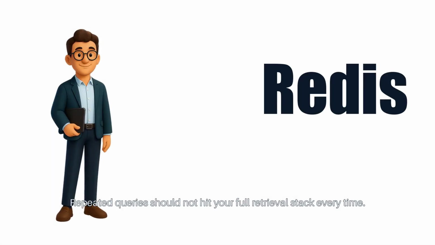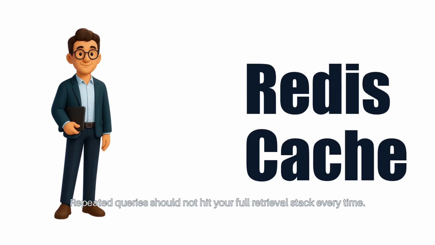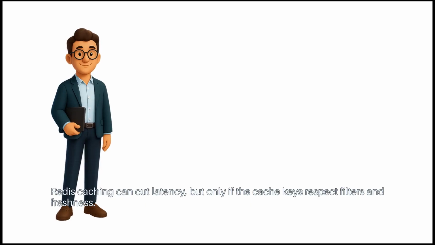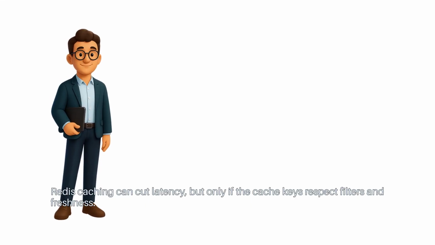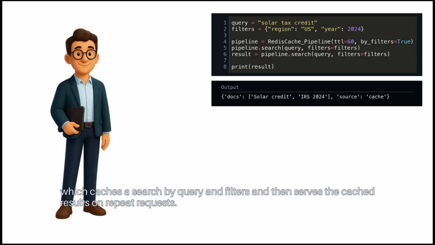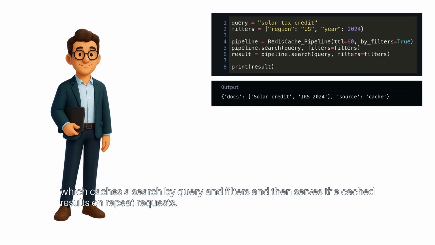Repeated queries should not hit your full retrieval stack every time. Redis caching can cut latency, but only if the cache keys respect filters and freshness. This is the pattern you'll be able to implement by the end, which caches a search by query and filters, and then serves the cached results on repeat requests.